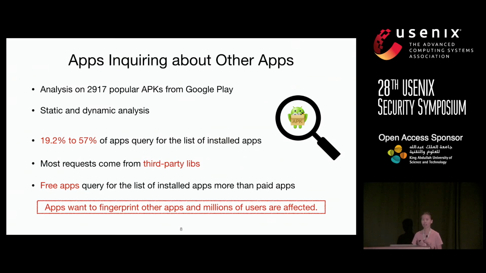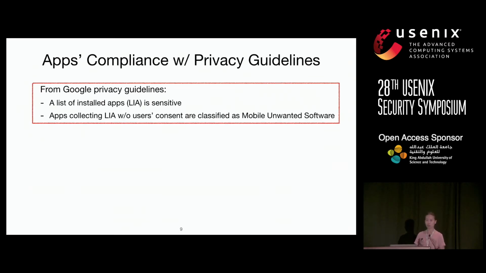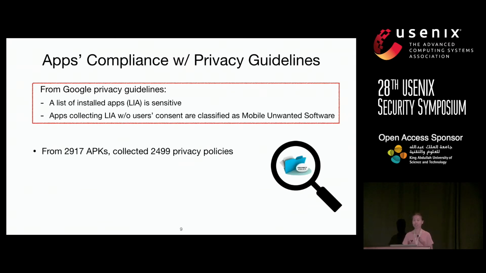Okay? So according to Google's privacy policy guidelines, a list of installed apps is personal information, and therefore apps collecting such information have to provide users with a privacy policy stating the purpose of the collection of the list of installed apps. So the question that we ask ourselves is, to what extent do the app developers follow Google's privacy policy guideline? So to answer this question, we perform an analysis of privacy policies of apps in our dataset. From 2,917 application packages, we collected 2,499 privacy policies.